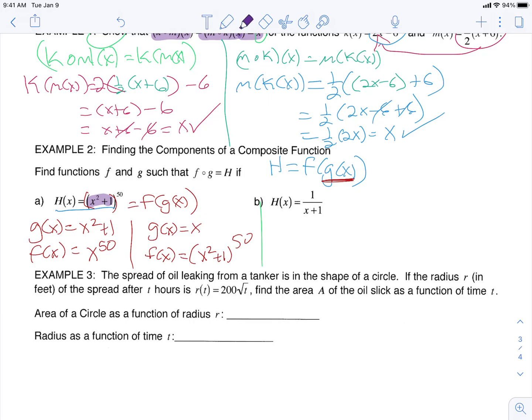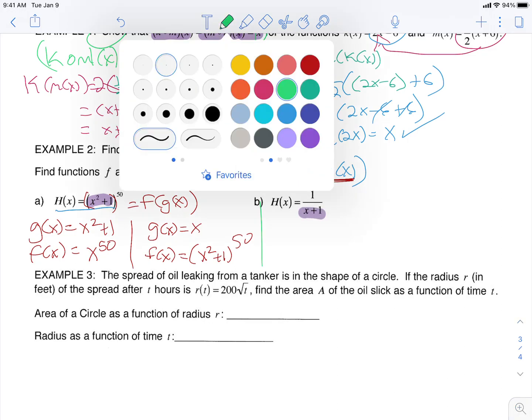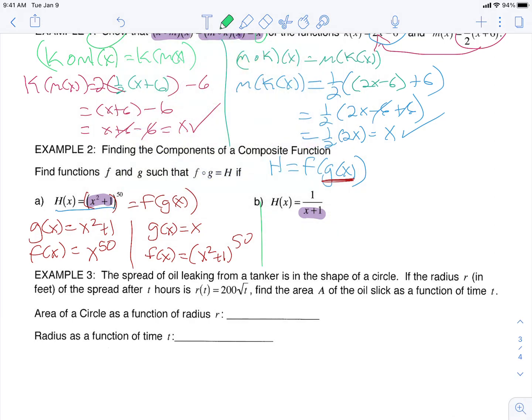So press pause. Okay, what I notice here is there's an x plus 1 in the denominator. So for me, my boring default answer is, well, g of x could be x plus 1, and f of x could be 1 over x. All right, and if you do f of g of x, you could check this, basically if you take your x plus 1 and you substitute it in for x, you're going to get 1 over x plus 1, which is your h function.